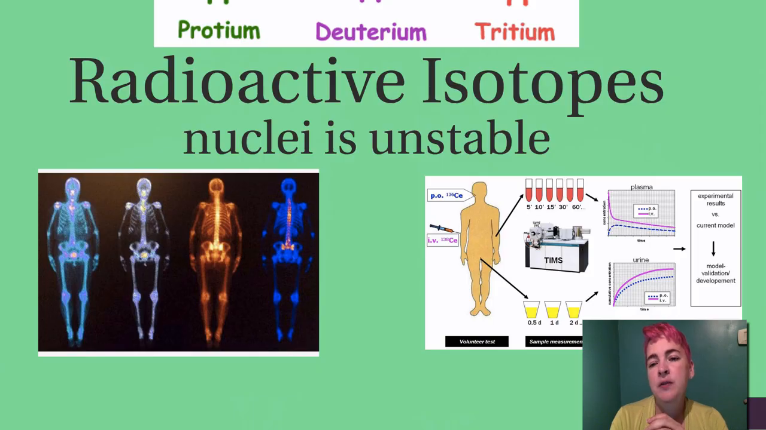It can also be used as a marker, where you can inject the isotope and it can attach to certain molecules, and you can measure the amount of that molecule in a particular spot over time, trying to trace where that molecule is going through the body.